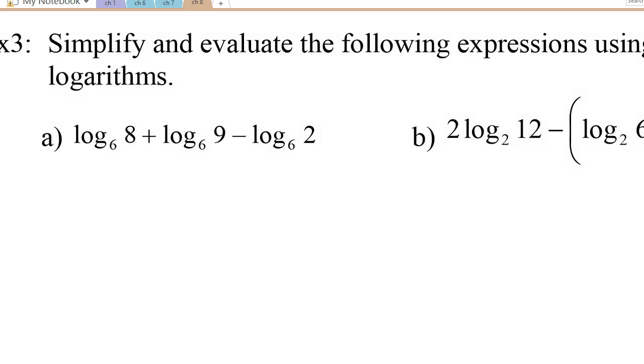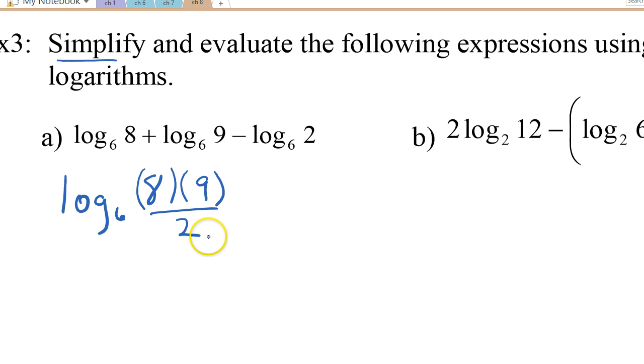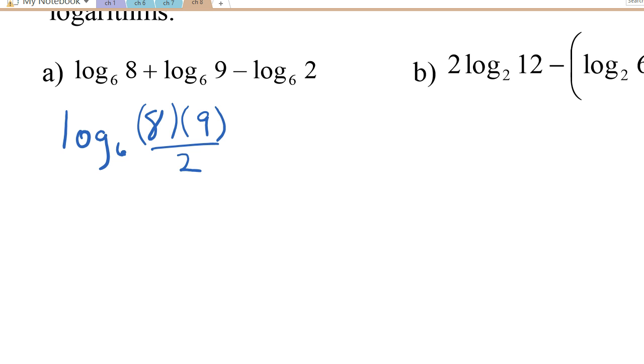I'll say, okay, if I want to put this under... the simplify part means to put it under 1 log expression. Log base 6. Now remember, this 8 is positive and this term is also positive, so we're going to be multiplying them together. So 8 times 9. We're subtracting here, so this will be in the denominator. Okay, 8 times 9 is 72. 72 divided by 2 is 36. So in my next line I'll write log base 6 of 36.